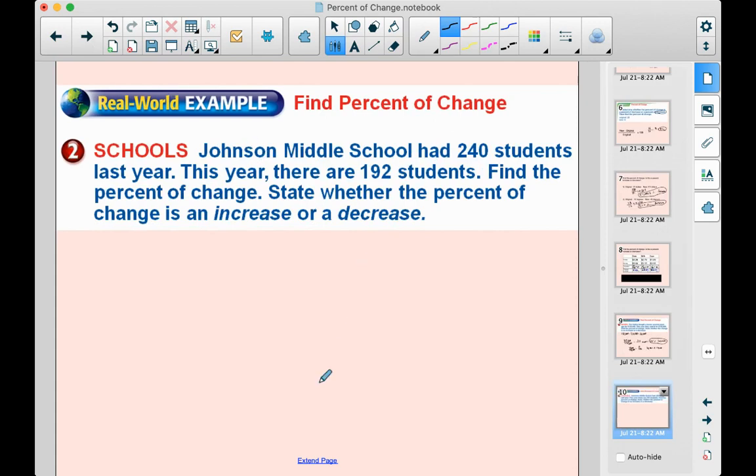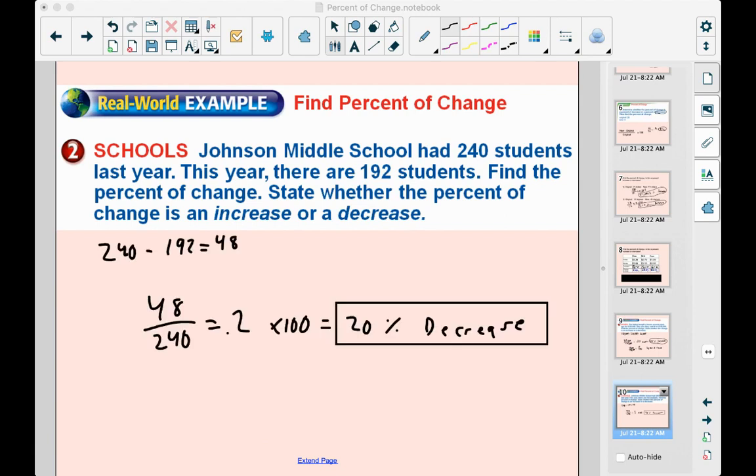All right, why don't you try this one? I'll pause it here, and you can resume when you're ready to check. All right, welcome back. Hopefully you got a 20% decrease. 48 is the change. It went from 240 down to 192. That's a difference of 48. The original amount was 240, so 48 divided by 240 is 0.2. With the decimal moved, that is 20%. The number went down, so it's a 20% decrease.